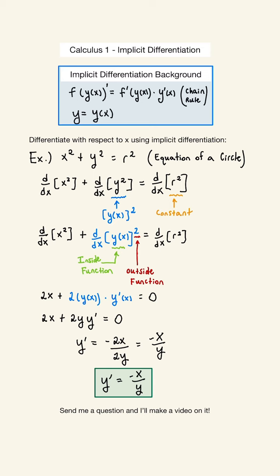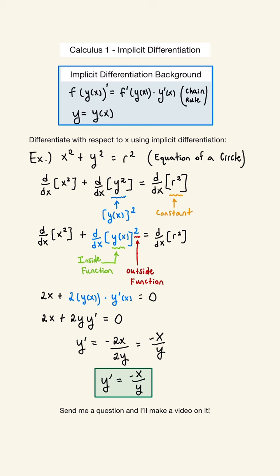So let's go ahead and take the derivative of this example. x squared plus y squared is equal to r squared, which is the equation of a circle. And so here we have the derivative of x squared, or d/dx of x squared, plus d/dx of y squared. And we know that this y squared is really just y of x squared, which is going to be equal to d/dx of r squared. And we know that this r squared is a constant.